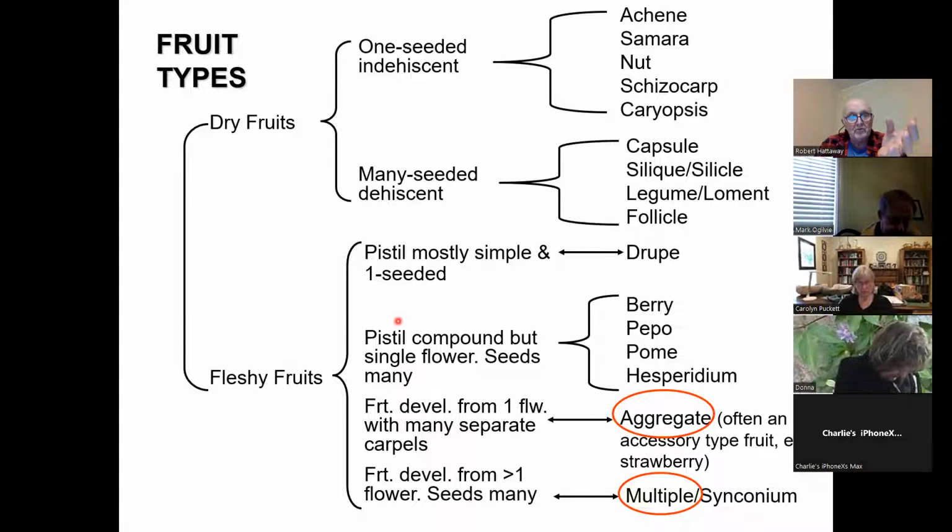besides fruit types, the other thing that's confusing is inflorescence types. And I go into some details on these terms, either in the one we just had or in the one that I'm about to put up. I can't remember which.